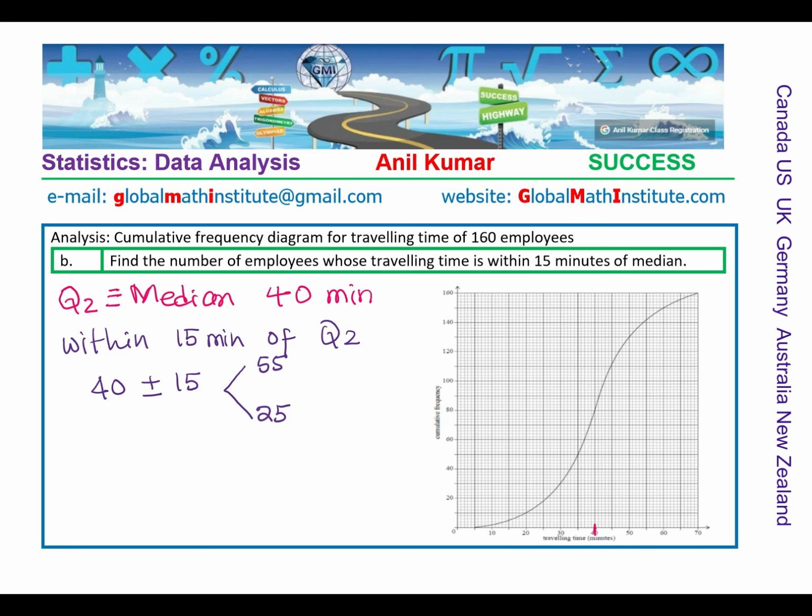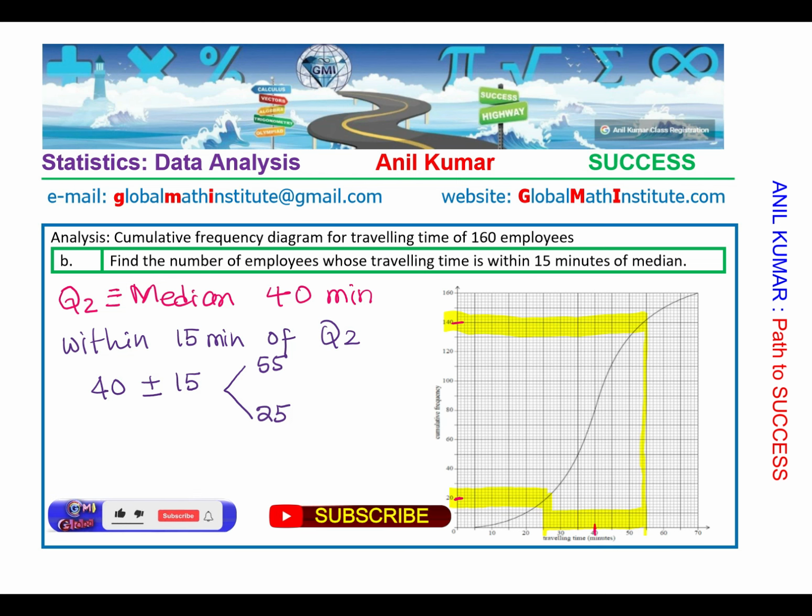So let's go back to the graph. And what we notice here is 25 is right there and 55 is there. You understand? So we are interested within this interval. So I hope that is clear, right? So within this interval, how many employees are there? So we have to move towards the y-axis. So horizontally, it gives you these two values, which we can read now, correct? So you have to read these values. The number of employees will be the difference between these two values.